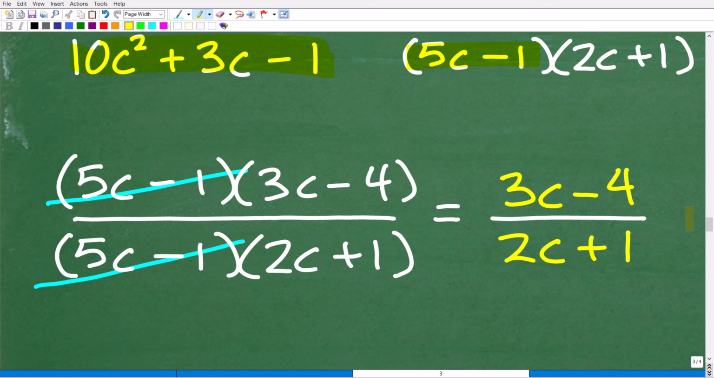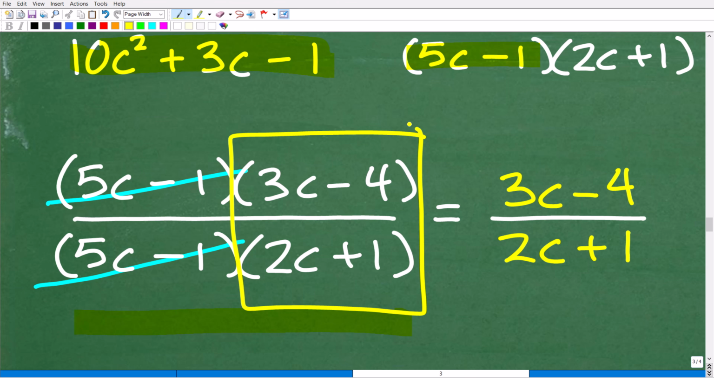So let's zoom in so we can see this here. We have 5c minus 1 in the numerator and 5c minus 1 in the denominator. These are like factors, so we can cancel them, and that leaves us with the following right there: 3c minus 4 over 2c plus 1, and there you go.